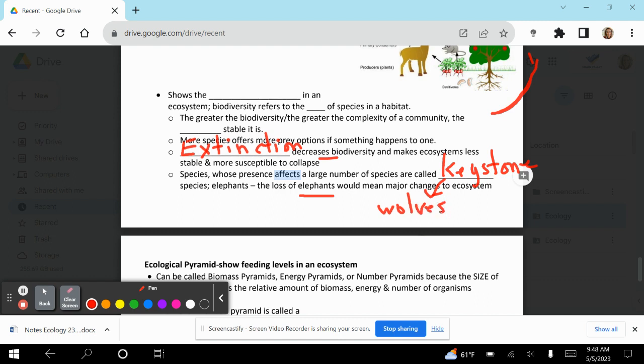Another example of a keystone species were the wolves in Yellowstone. They were being killed because they were attacking cattle. So a lot of the farmers and ranchers were shooting the wolves, and it really decreased their population. Now, you would think that that would help the herbivores like the elk and that their population would go up, but that wasn't the case. When we dropped the wolf population, it actually decreased the elk population, which then also affected other species. And we almost saw an entire ecosystem collapse in Yellowstone. And it wasn't until they reestablished the wolf population that everything became more balanced again.